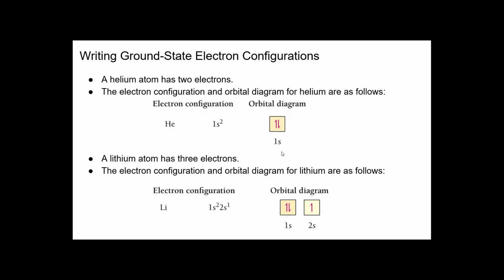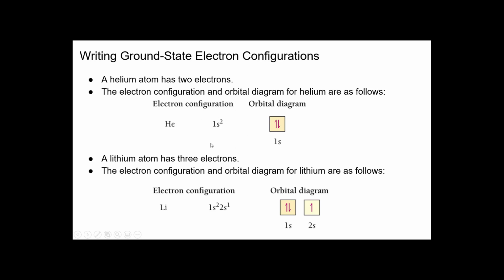All right, so writing ground state electron configurations. A helium atom has 2 electrons. We already looked at hydrogen, so let's look at helium. Helium has 2 electrons, so it's still on n equals 1. The principal quantum level has a 1s subshell, and it can hold 2. So you would write the electron configuration as 1s2, or an orbital diagram with 2 electrons with opposite spins.